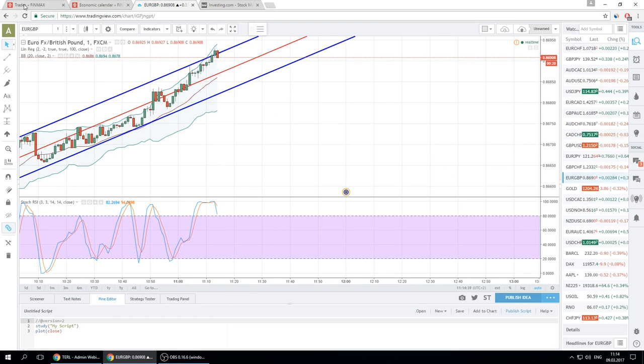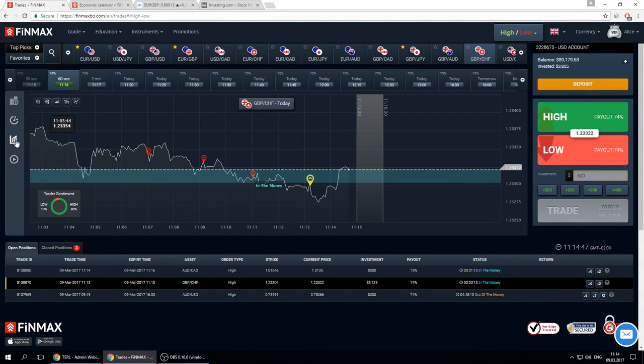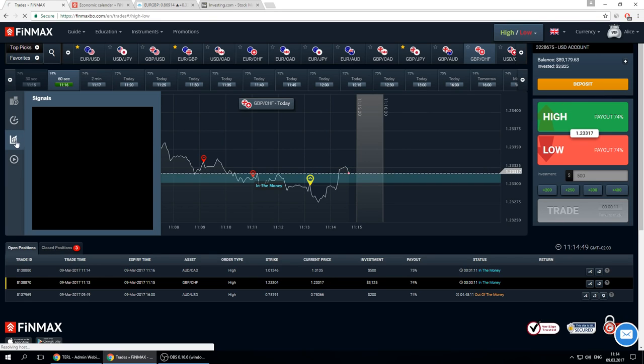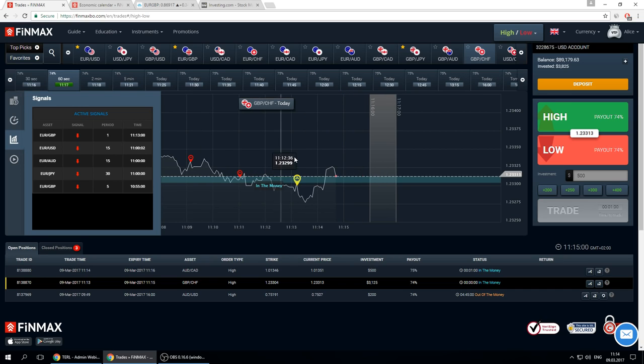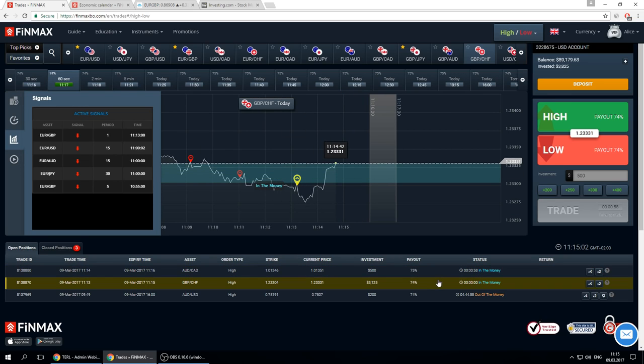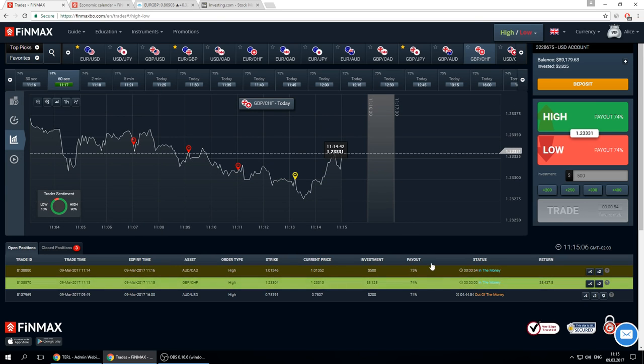Well, also an interesting situation on this chart. Let's see if maybe we have something among the signals on the platform. Well, a lot of signals that the euro will fall against other assets. Okay, so this trade is in the money.